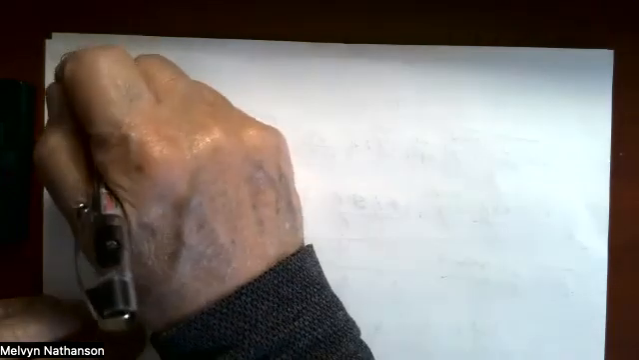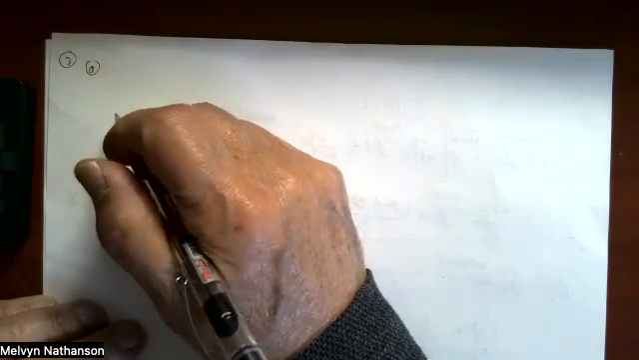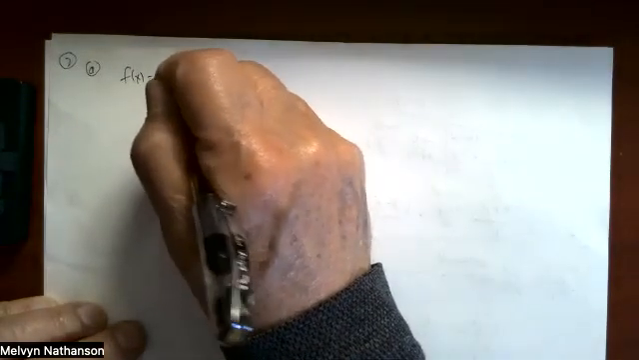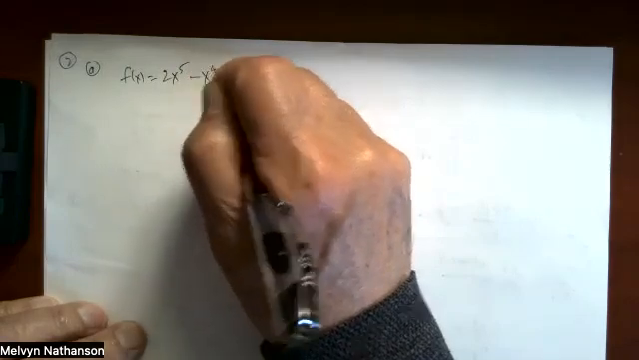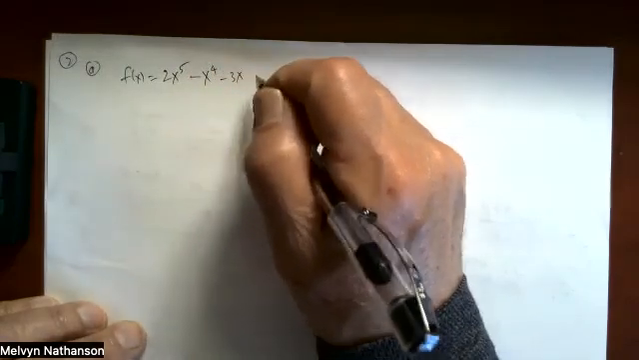Problem 2, as I said before the exam, would be a series of differentiation exercises. I will give you a list of functions, and you have to differentiate them. So the first is a polynomial. f of x is 2x to the 5th minus x to the 4th minus 3x plus 10.